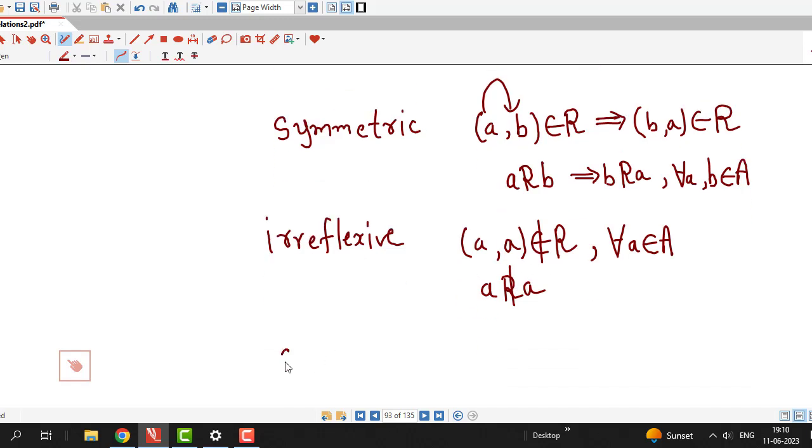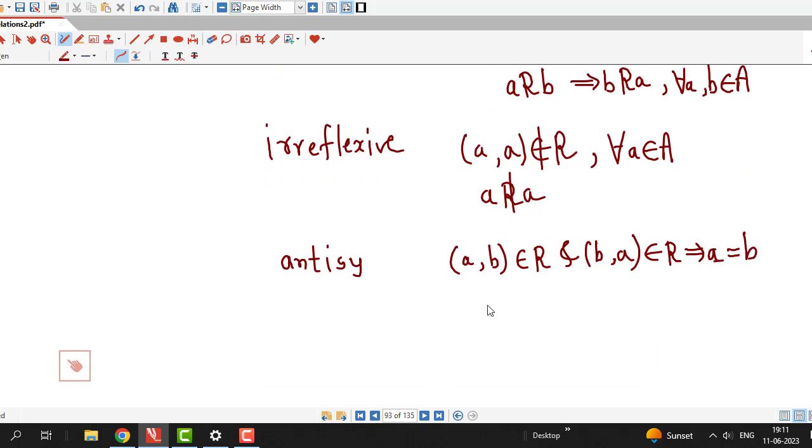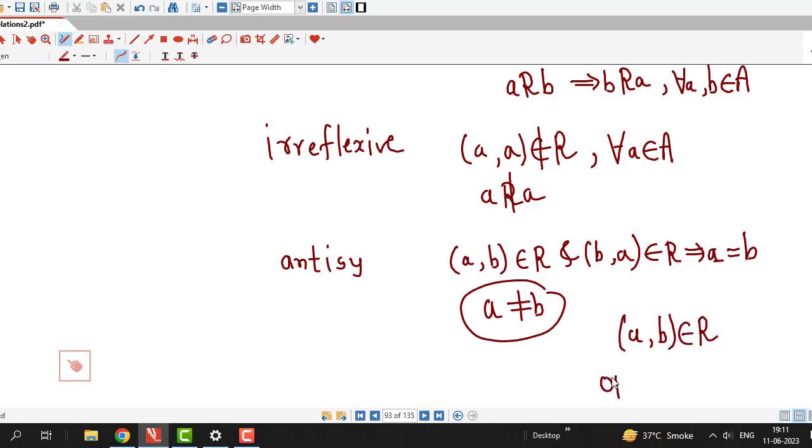We have also discussed the antisymmetric property. The antisymmetric property says that if a is related to b and b is related to a, then a and b must be equal. In other words, if a and b are different elements, then either (a, b) belongs to R or (b, a) belongs to R, but not both. This is the antisymmetric property.